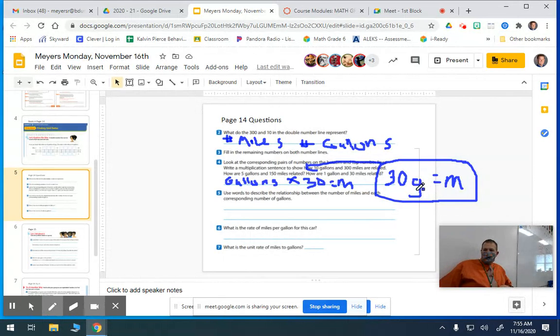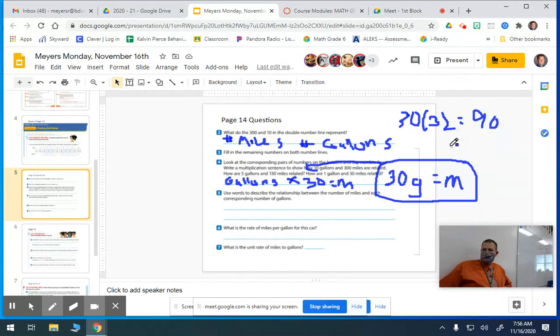So if we put in a 3 right here, it would be 30 times 3, which equals what? What's 30 times 3? 90. And if you go back and look on your chart, isn't that what it says when we have 3 gallons of gas? Doesn't it say 90 miles we can go? Yeah. And so the cool thing is once we figure out this equation, we can plug in any number. So you could even plug in 2.5 gallons of gas and figure out how many miles you can go.